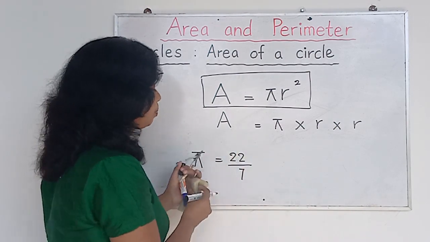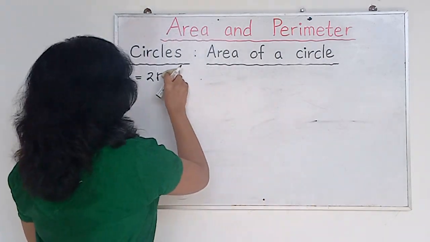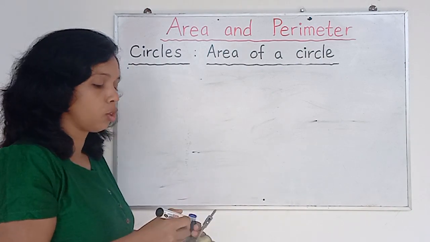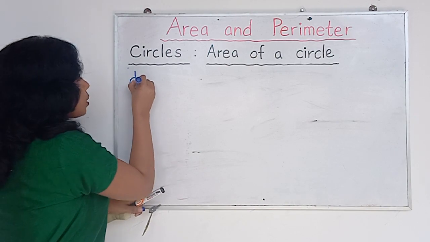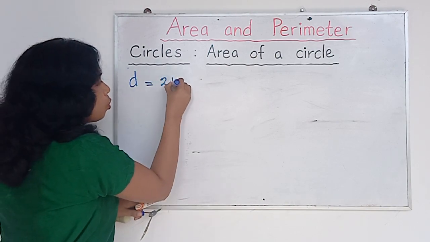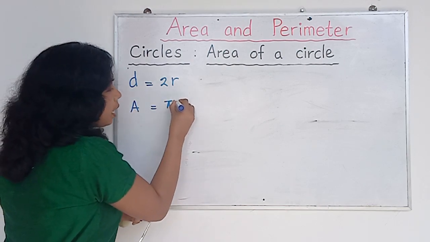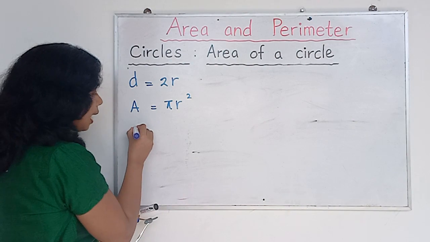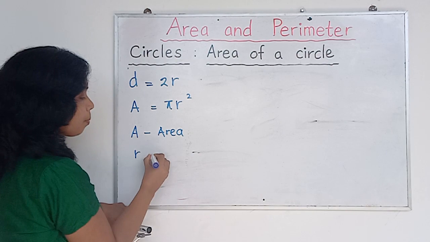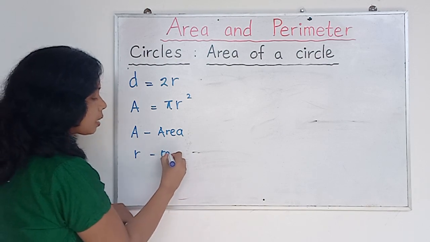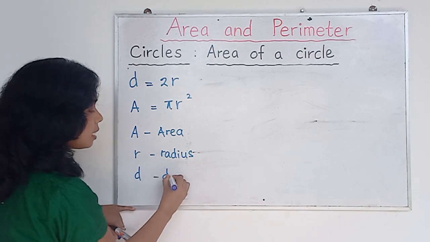Okay. Then, let's practice a sum. Before that, what do you want to know? You should have an idea. Diameter of a circle equals 2r. Area of a circle is equal to πr squared. What is A? It is area. What is r? It is the radius. What is D? It is the diameter.